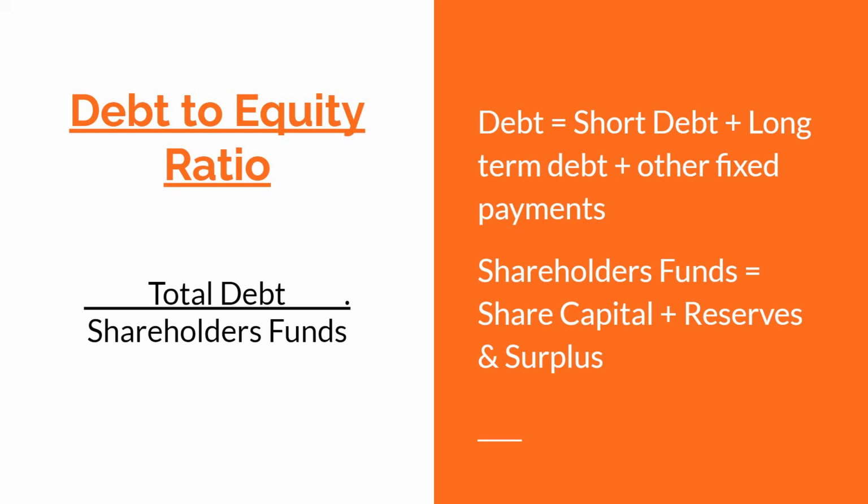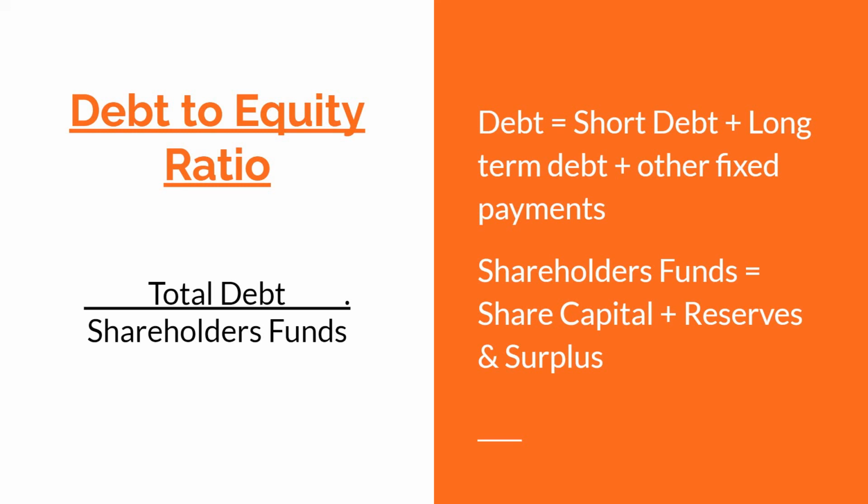Let's suppose you have a loan for 5 years. It would be a long-term loan, and there is another loan of 1 year, which would be a short-term loan. So all these loans are added together, and then any sort of fixed payments that you have are added together, which is to be divided by your equity capital.